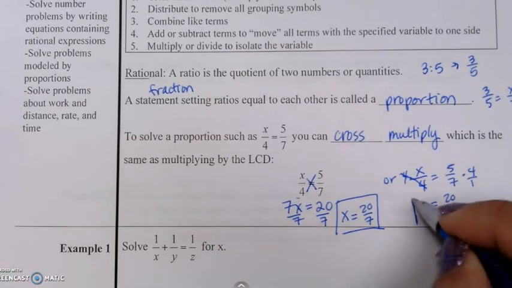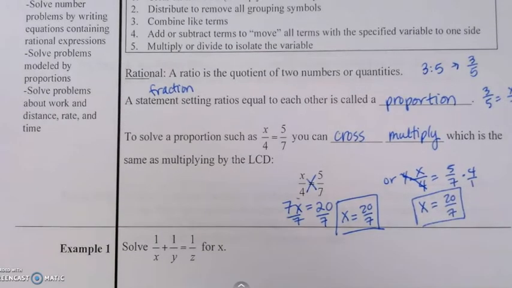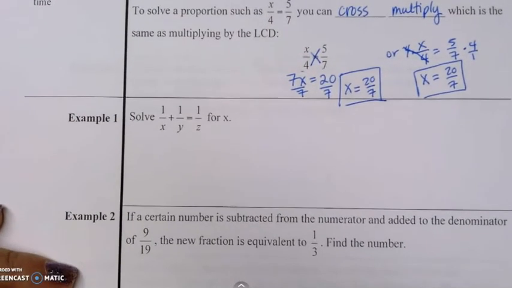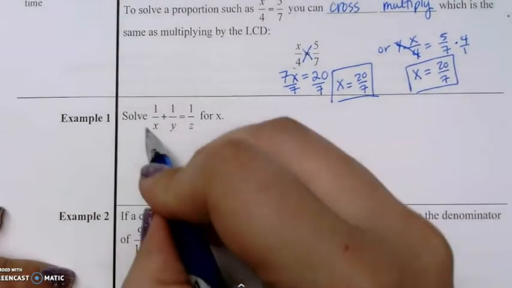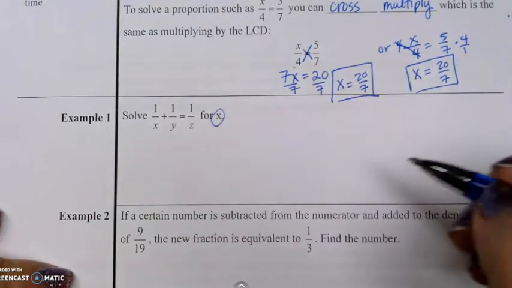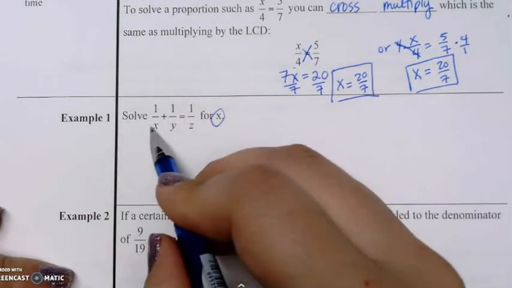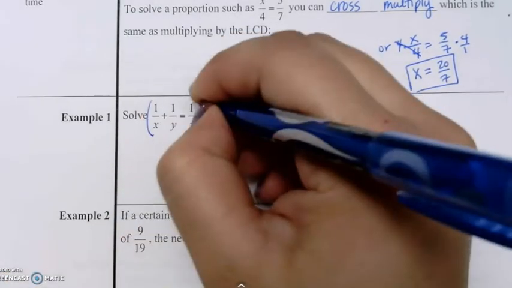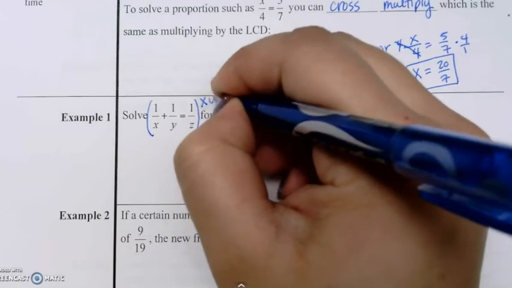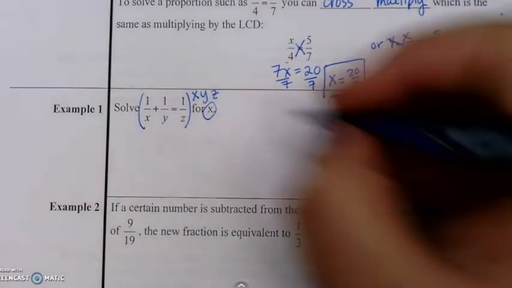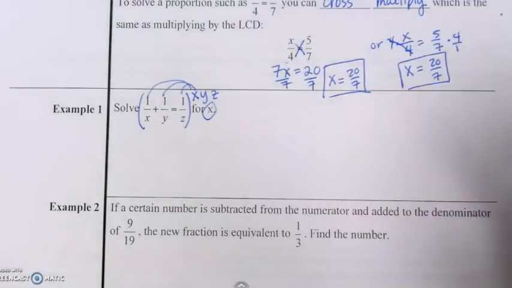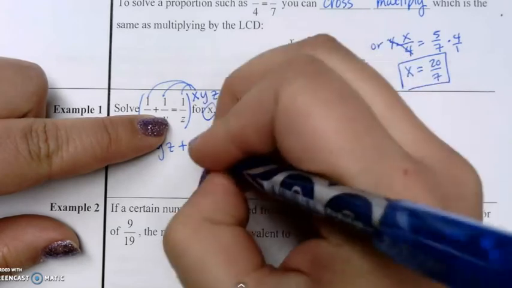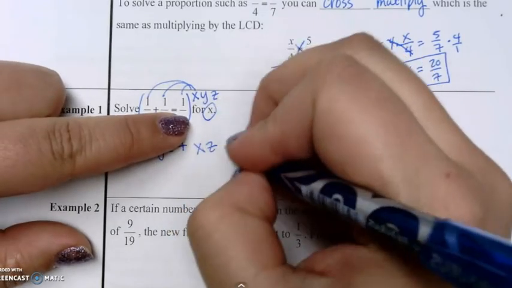Okay, so all the methods that we've talked about still apply, but now we're going to apply them to equations that might have multiple variables. So in example 1, I have 3 variables and I want to solve for x. Well, the first thing that we need to do is we have to make sure that we clear all of our fractions. So we're going to multiply everything by our LCD, which is x times y times z. Distributing to each term, x reduces, so we have yz plus, y reduces, we have xz, equals, z reduces, we have xy.